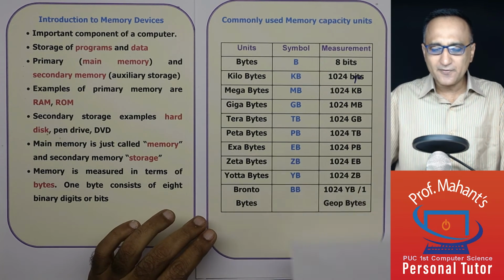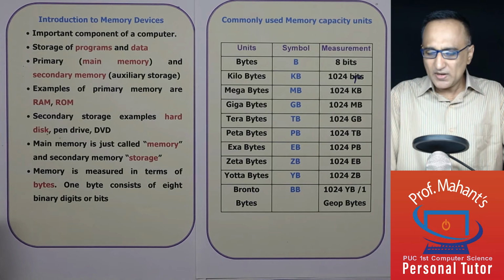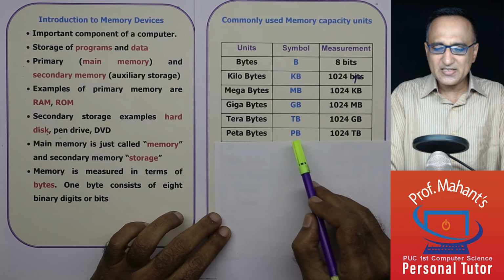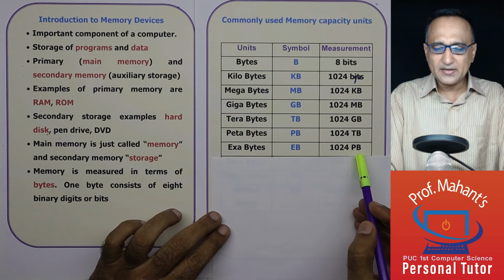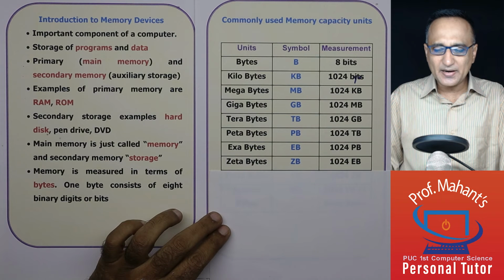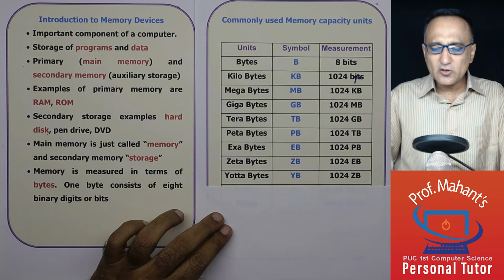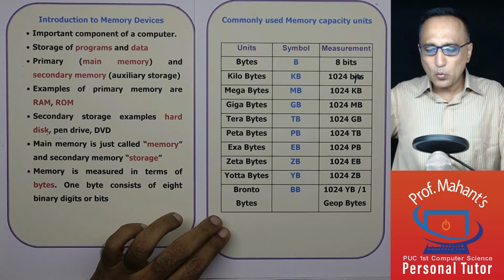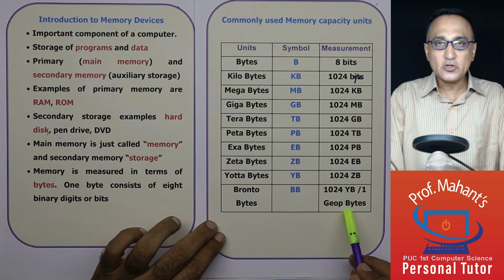Now let's come to a few different units, not very frequently used, but just for the sake of it, you need to really know. 1024 terabytes is equal to 1 petabyte. And 1024 petabytes is equal to 1 exabyte. Now again, 1024 exabytes is equal to 1 zettabyte. 1024 zettabytes is equal to 1 yottabyte, and 1024 yottabytes is equal to 1 brontobyte or 1 geobyte.